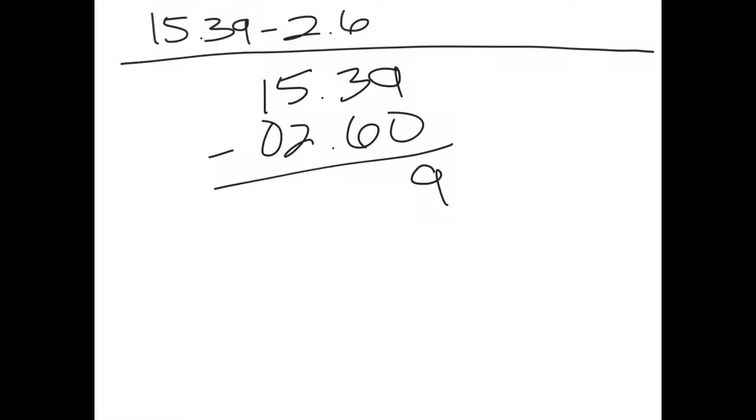You can't subtract 3 from 6, so you have to borrow. Make that a 4. Then that's going to be 13 minus 6 is 7. 4 minus 2 is 2, and that equals 1. And then you carry your decimal down. And then your answer is 12.79.